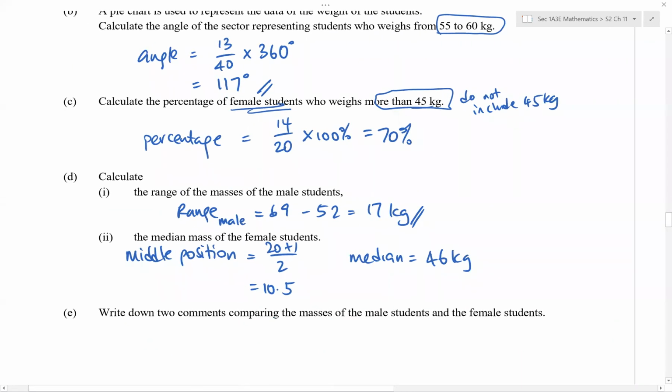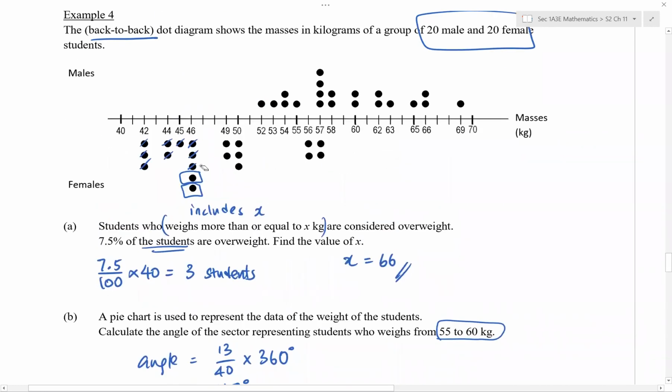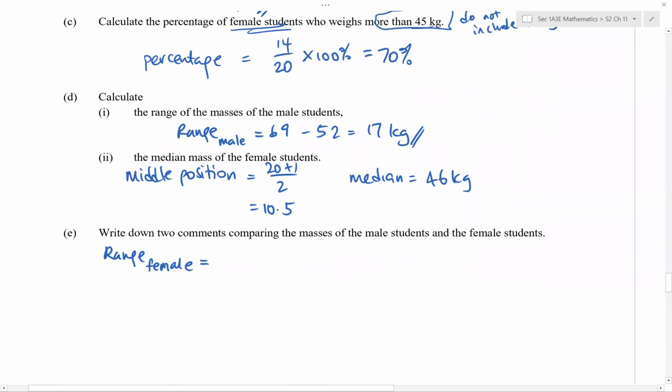Now part D: 2 comments comparing the masses of the male and the female students. The question will kind of give you a clue. You already found the range for male. You found the median for the female. So you should be finding the range for the female this time, so that you can compare. Range of female, take the maximum minus minimum. So maximum being 57, minimum 42. We get 15 kg. We're going to compare this with our 17 kg for the male later on.